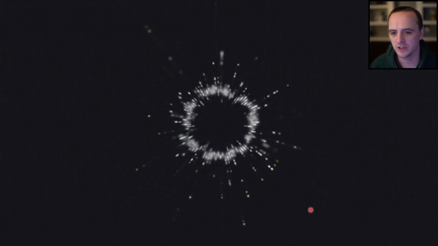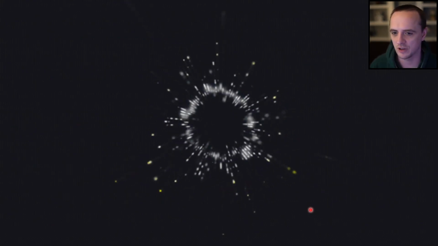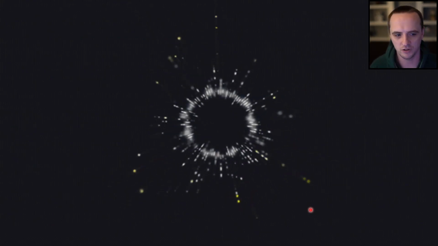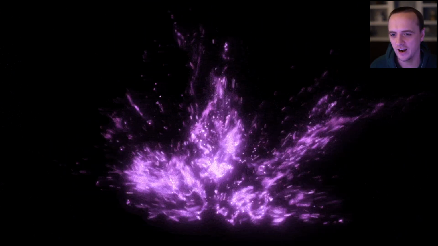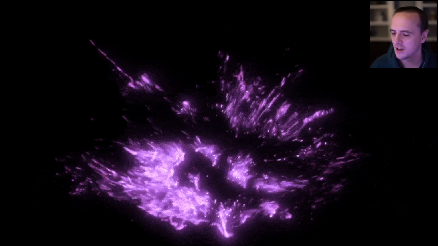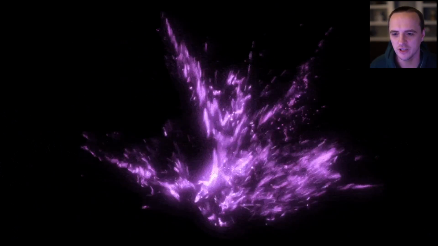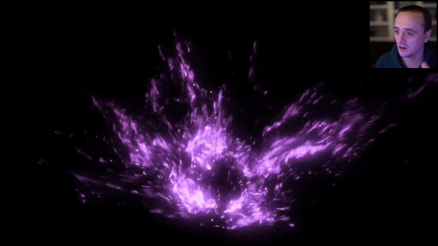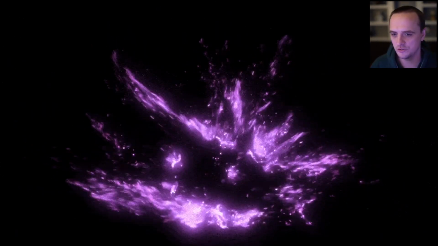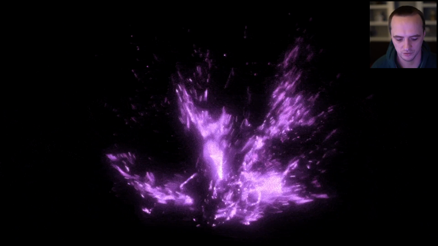Here we have sort of like a galaxy black hole explosion type of thing. This is another thing that you can use a particle system for. Here we have like a purple fire explosion-y type thing. If you look at it very closely, this is all done with tiny, tiny particles. So again, we get this complex behavior through using many, many simple particles.